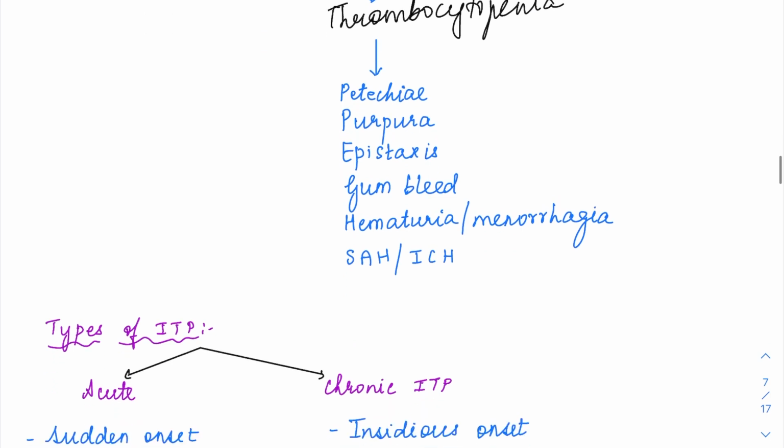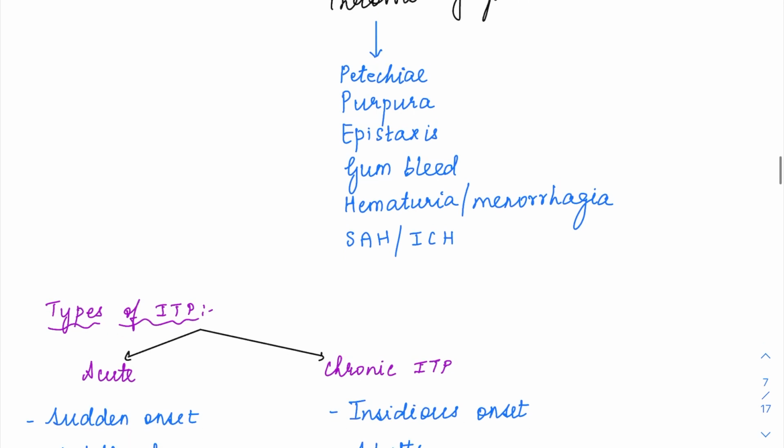So you have to remember something here. The kind of bleeding manifestation in vascular pathology, in a platelet disorder or in a coagulation factor deficiency is going to be different. In vascular pathology, I told you it is going to be purpura, ecchymosis and hematoma formation, right? While in a platelet disorder, it is going to be petechiae and purpura, along with that mucosal bleeds are common.